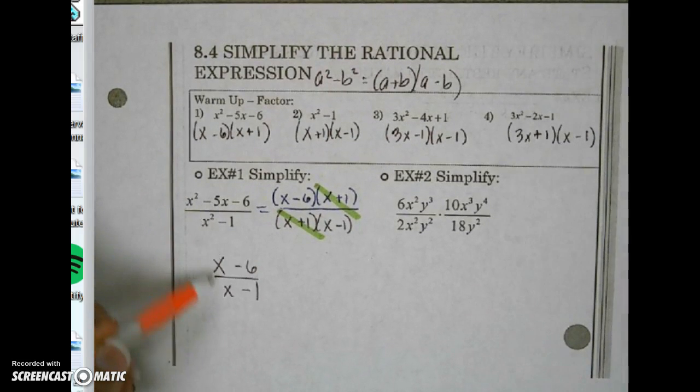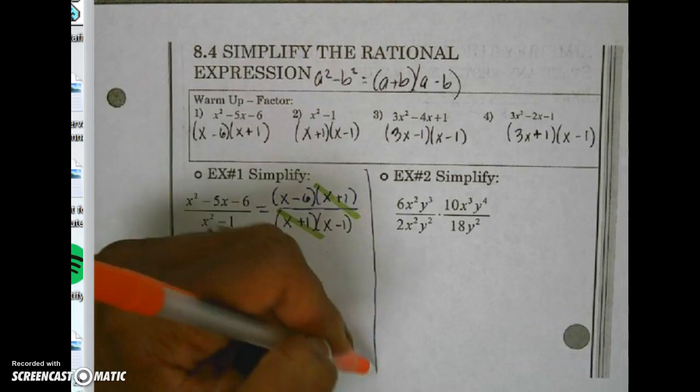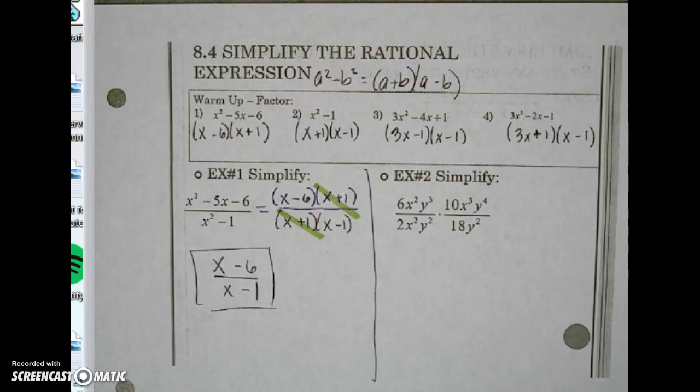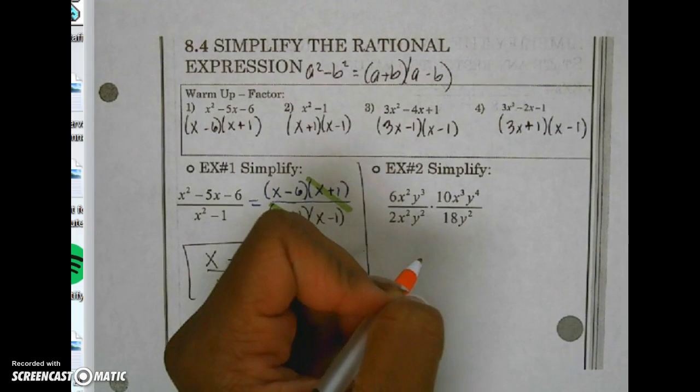Notice here, I'm not canceling these x's. This is x minus 6. This is an x times 6, so there's no canceling for that one. And then you're done. You've seen problems like number 2 before, so this is kind of just a little bit of a repeat.